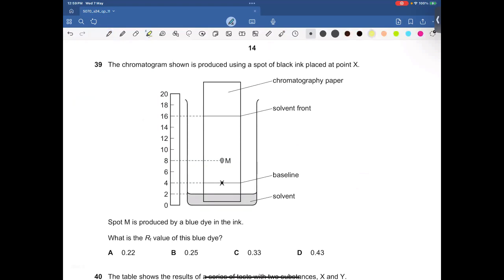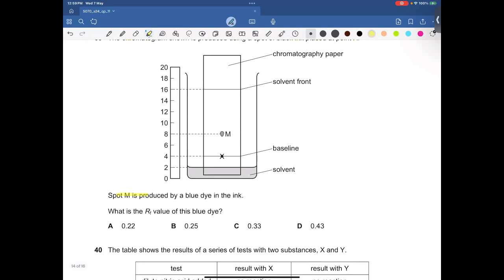39. The chromatogram shown is produced using a spot of black ink placed at point X. Spot M is produced by a blue dye in the ink. What is the RF value of this blue dye? So first of all, we need to find out the distance traveled by solvent front. So 16 minus how much? 16 minus 4 is basically 12 cm. This is solvent distance.